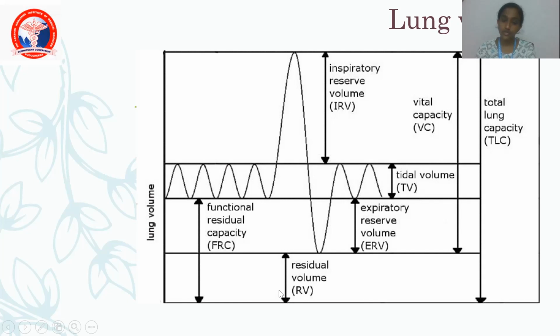The residual volume is the volume that is left behind in the lungs even after a maximum expiration. When you add residual volume to the vital capacity, that becomes the total lung capacity. Now, what is this FRC? It is the addition of the expiratory reserve volume and the residual volume. These together contribute to the FRC.